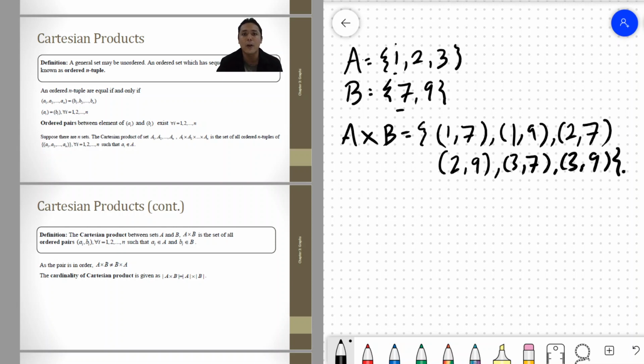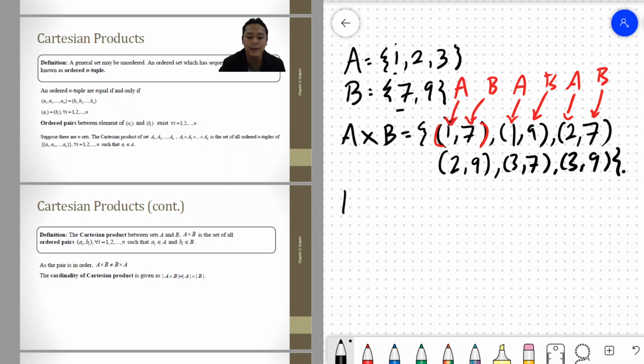Just now I mentioned the word ordered pairs. Although in the definition of a set, the elements inside the set do not necessarily have to be in order, in the case of Cartesian product, the order matters. Notice that in A times B, the first element comes from A and the second one comes from B. Same goes for the other ordered pairs. The order inside the bracket cannot be interchanged.